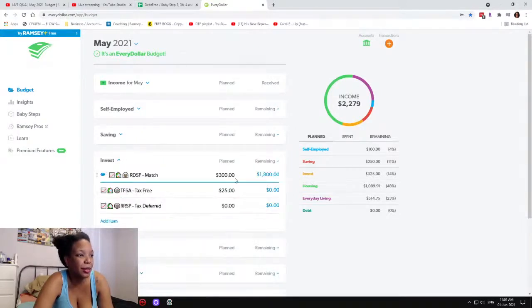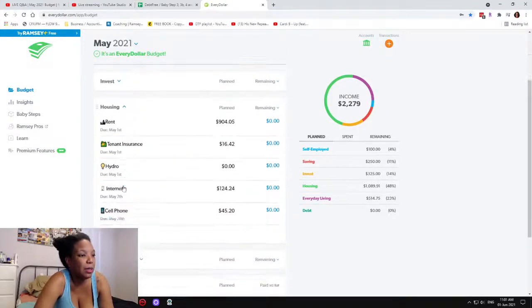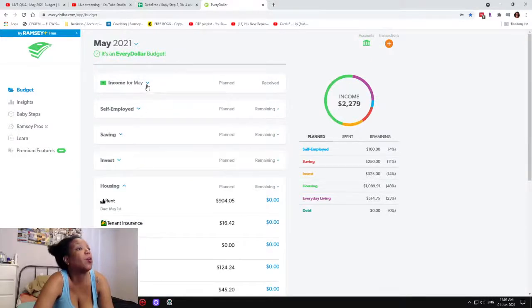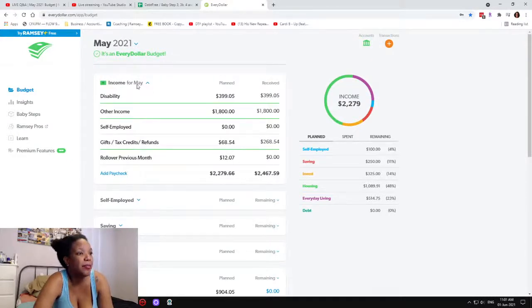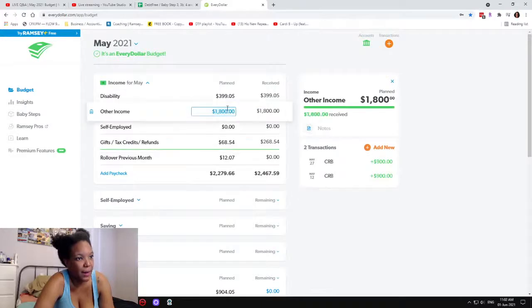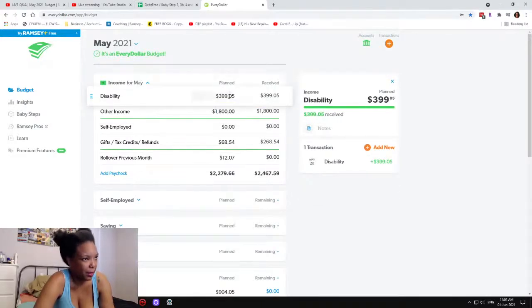Yeah, so I invested $300 in my registered disability savings plan. Everything went really, really nice until my disability money came in and it was higher than I planned for. I got my full amount for the end of May. So it made things a little bit more spendy in my June budget. You'll see when I do the June budget what I mean. Yeah, mom and dad gave me money. Everything went really, really well.